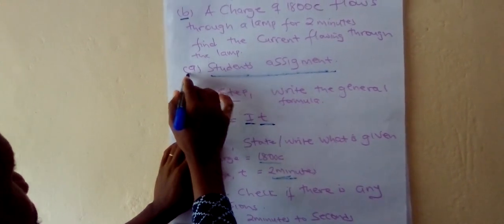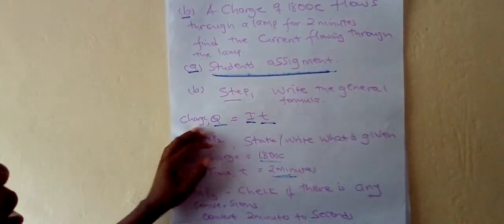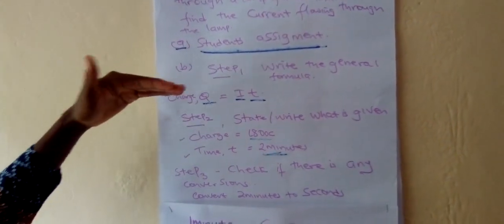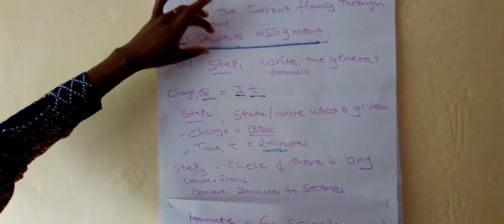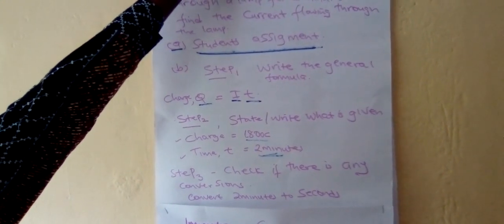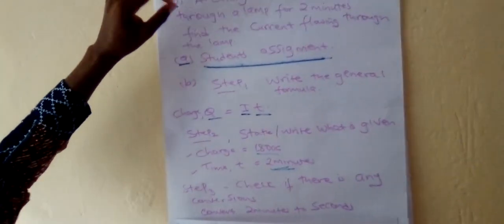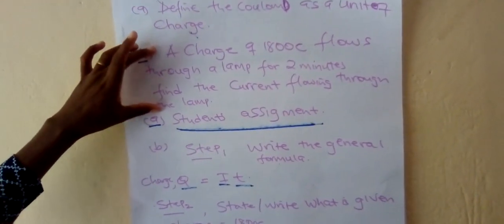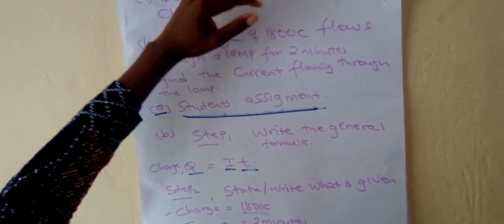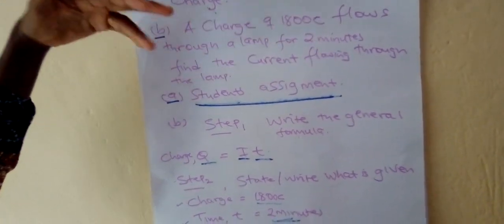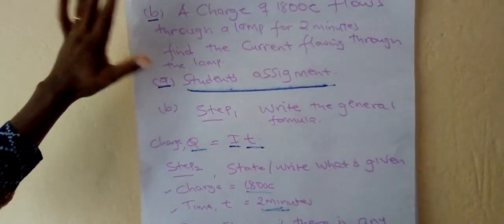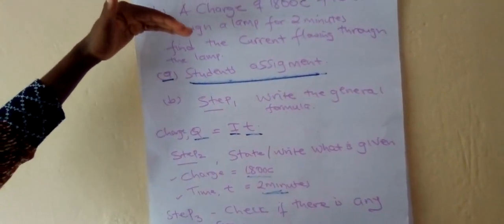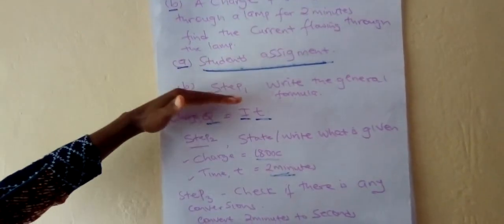Now, part A, students, this is students' assignment. You are going to go back to the first statement where we defined what we call a coulomb. But our emphasis is here, part B, where the question wants us to get the current flowing. Now, we are going to break our calculation into steps. We shall start with step 1.